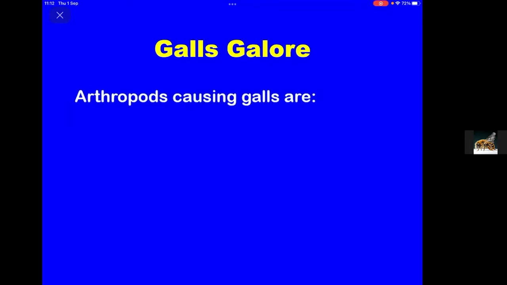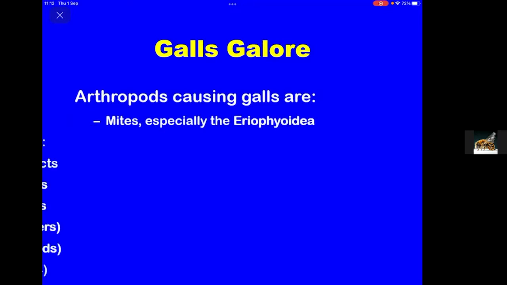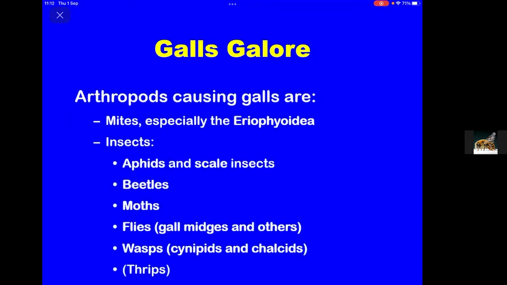So thinking particularly about arthropods, I've mentioned the mites, especially the Eriophyoidea. And then as far as the insects are concerned, these are the main orders of insects that include gall causers in their number. And you'll notice from this that most of them are insect orders with complete metamorphosis.